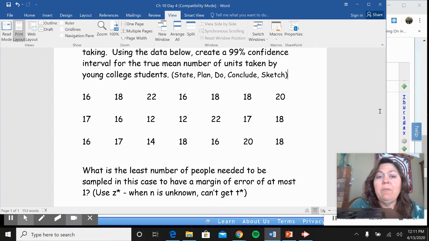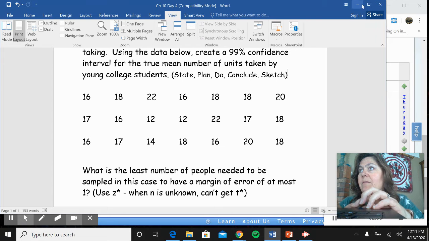So set up a margin of error formula just like we did with the Z star formula in section 1 and tell me what would be the at least how many would you need to sample? Okay, then we'll come back and check answers.